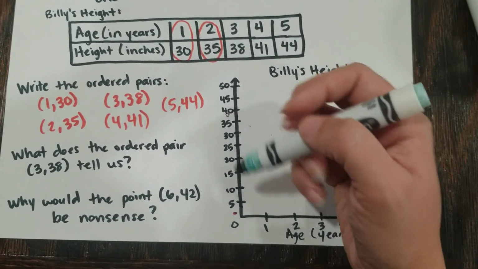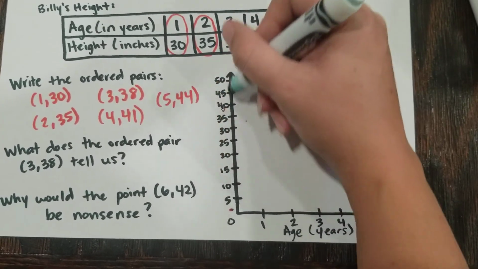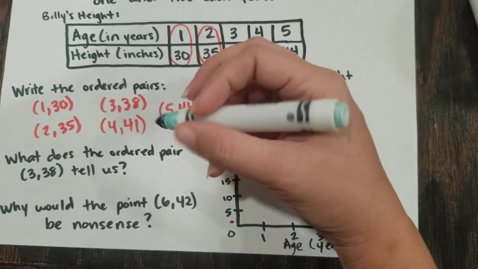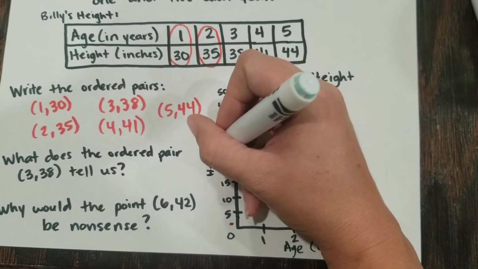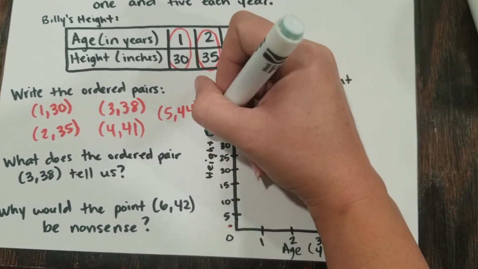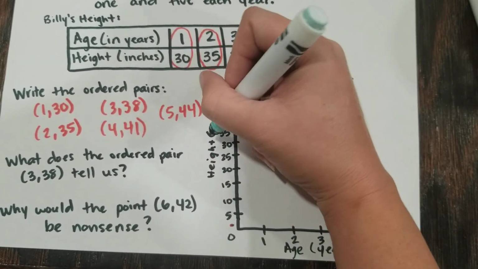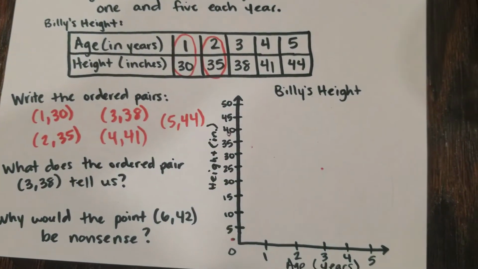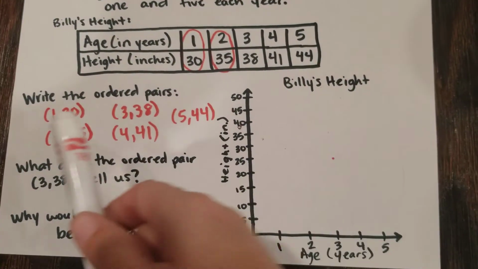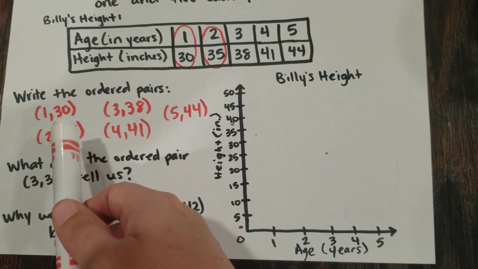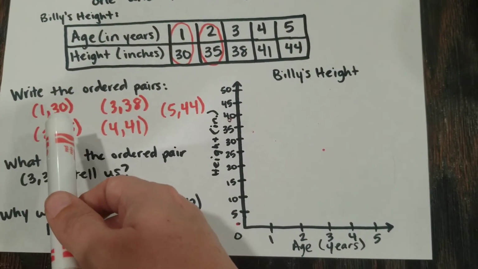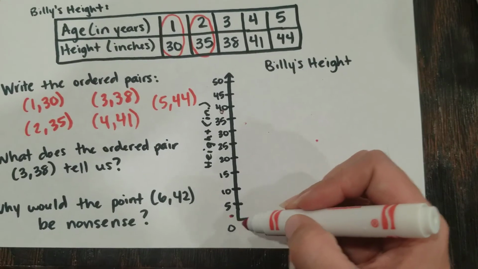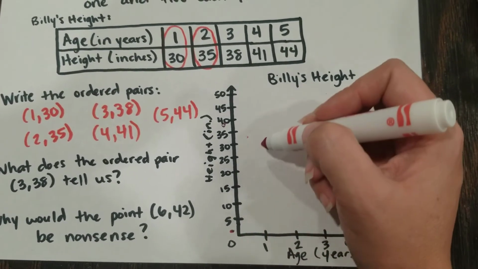And then I should add a label over here. Remember, these numbers over here represent his height. So I'm going to put height, and then in parentheses, IN for inches. Okay, and now I should be able to graph. My first coordinate is (1, 30). I'm going to go over 1, up 30. So starting at 0, over 1, up 30.